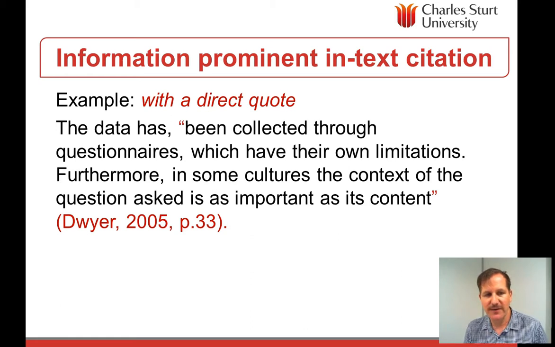Information prominent in-text citation, again, with a direct quote. The data has been collected through questionnaires which have their own limitations. Furthermore, in some cultures, the context of the question asked is as important as the content. Right? So down the bottom, you've got Dwyer 2005 again, but you've got the page number. Whenever you cite someone directly, you have to use the page number. And again, this is so we can find it easily. So if I wanted to use that quote in my own assignments, I would know exactly where to go to find that quote.